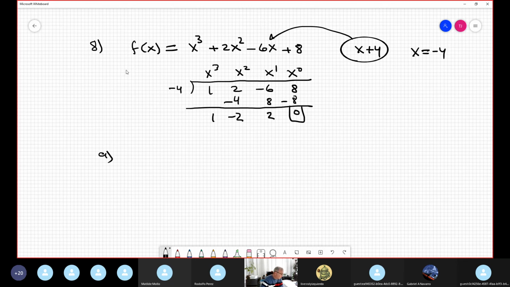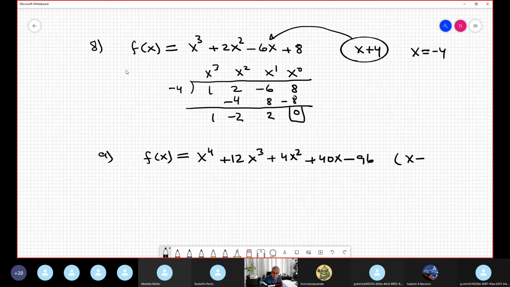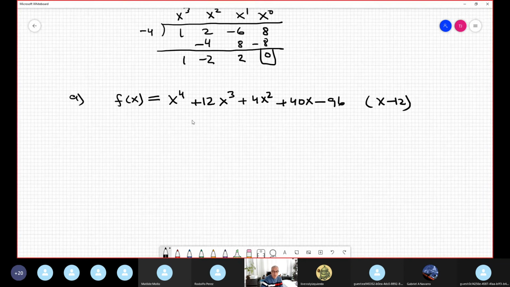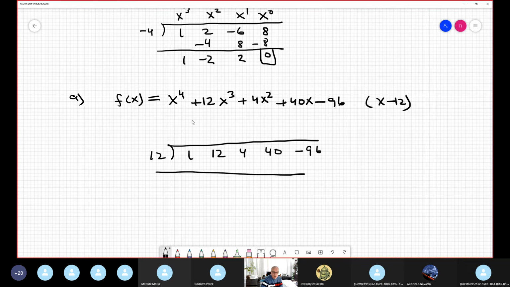One more. Number 9. Do you follow me? Yes. Okay. Suppose this example: plus 4x squared plus 40x minus 96. I need to test the factor x minus 12. You are doing synthetic division: 1, 4, 40, and negative 96. And you put 12 positive, completely the opposite sign of the factor.